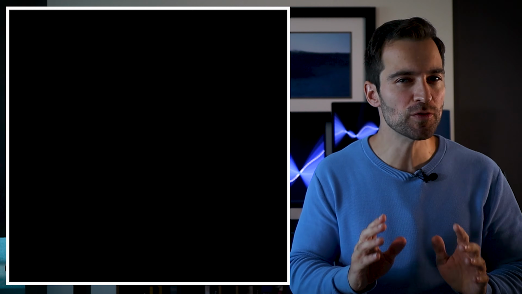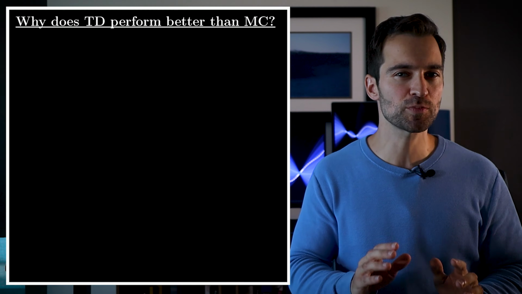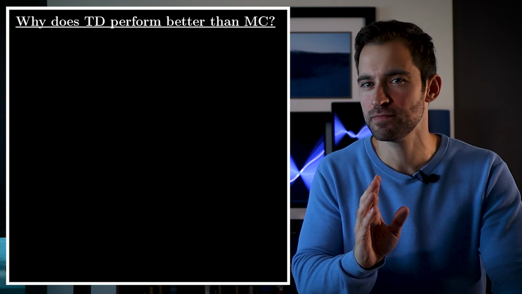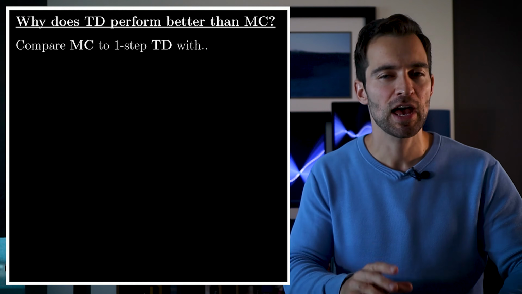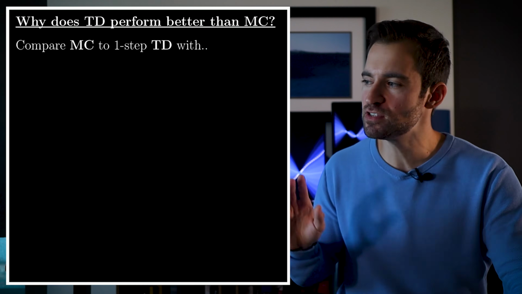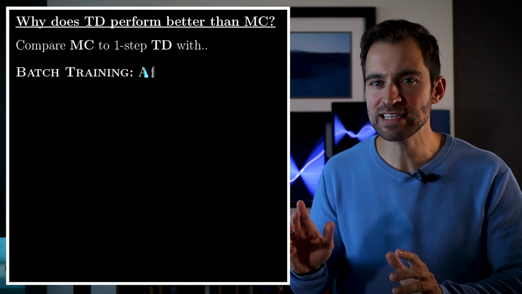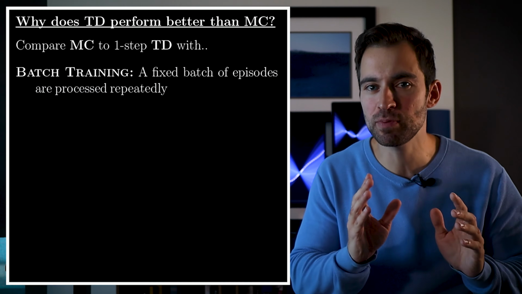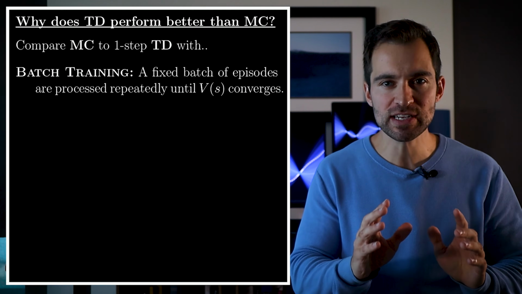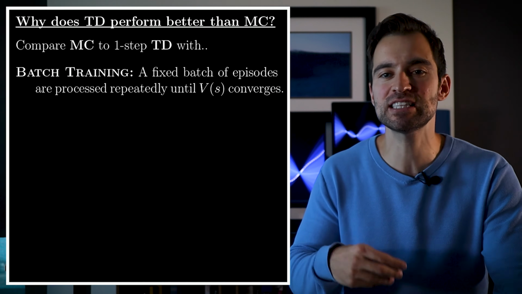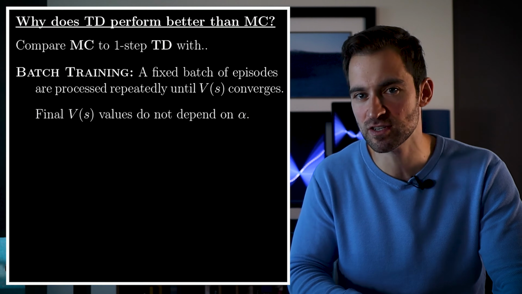Still, observing performance like this doesn't explain why they perform differently. Sutton and Barto's book has a very interesting way of explaining it. The argument goes like this. We'll compare MC to one-step TD, and we'll adjust their algorithms slightly by using batch training. I won't go into the details, but the important thing is a fixed batch of episodes are processed repeatedly by each algorithm until their estimates stop changing. One reason this makes for a better comparison is because the final estimates arrived at do not depend on alpha, as long as alpha is sufficiently small.